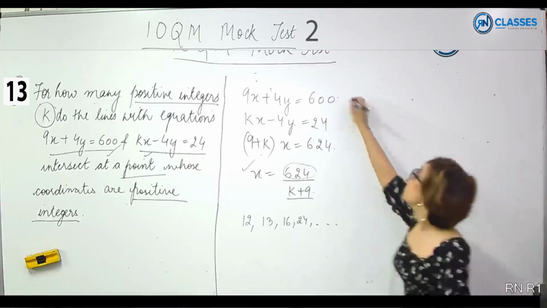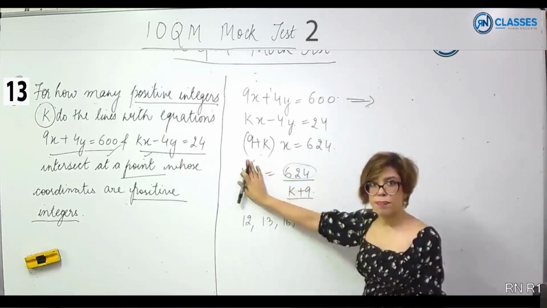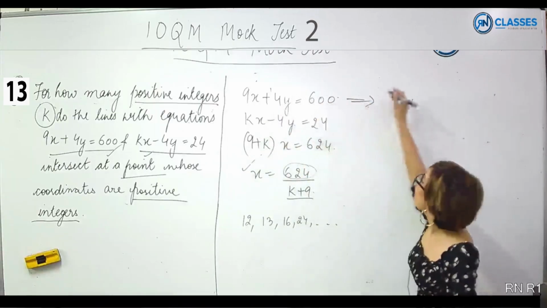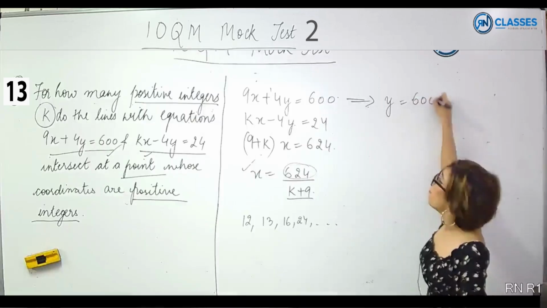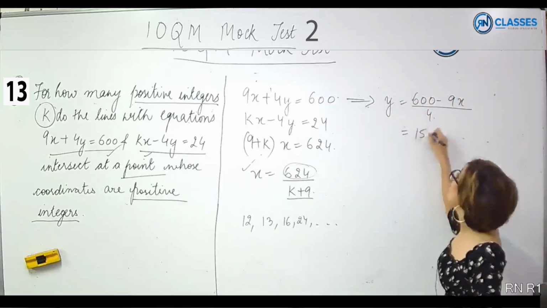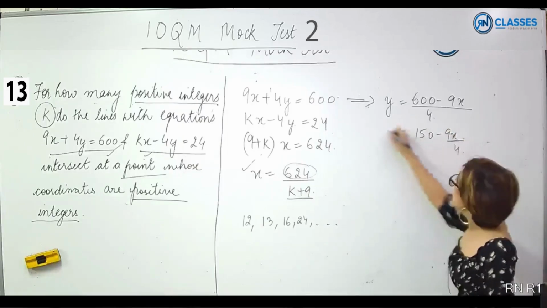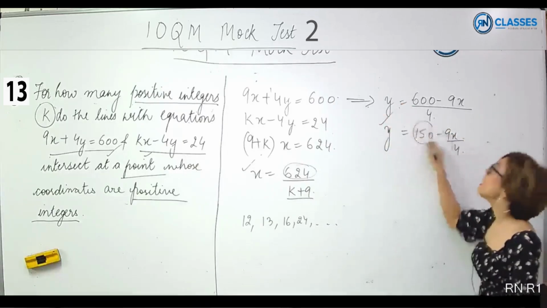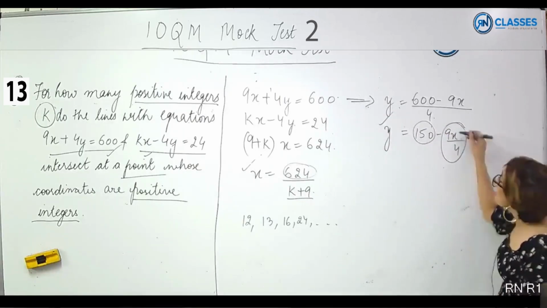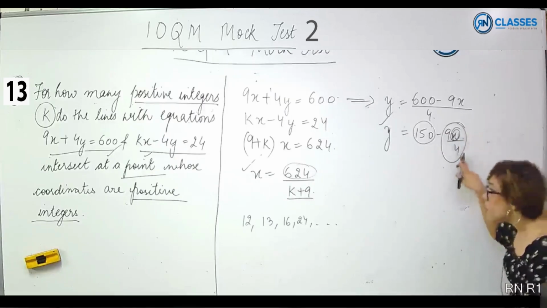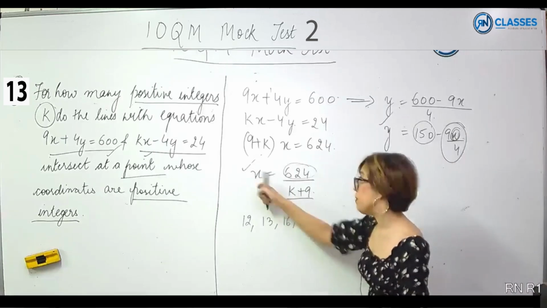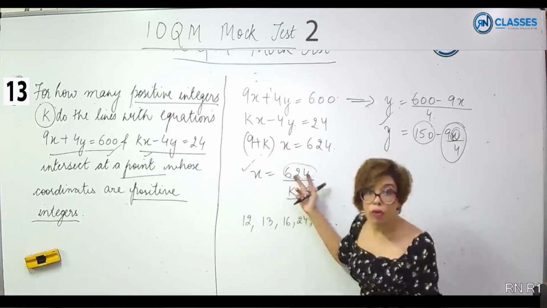Why? Because, look, I have just talked about x. I can talk about y as well. From here, I can write y as (600 minus 9x) divided by 6, which is nothing but 150 minus 9x by 4. Now, if this has to be an integer, obviously this is an integer, this has to be an integer, right? That means x needs to be divisible by 4. Now, this is already divisible by 4, right?